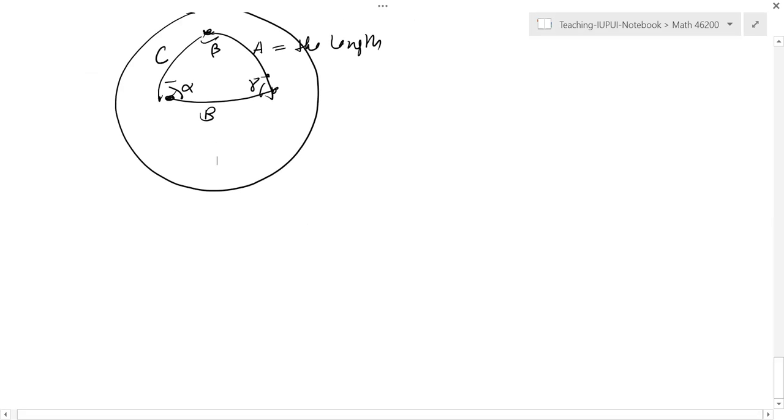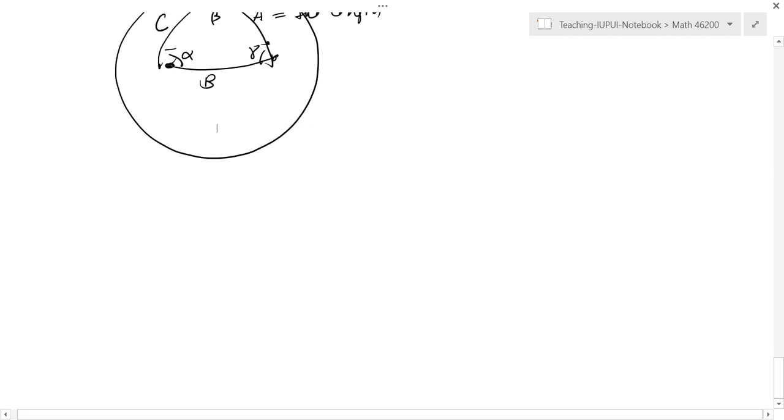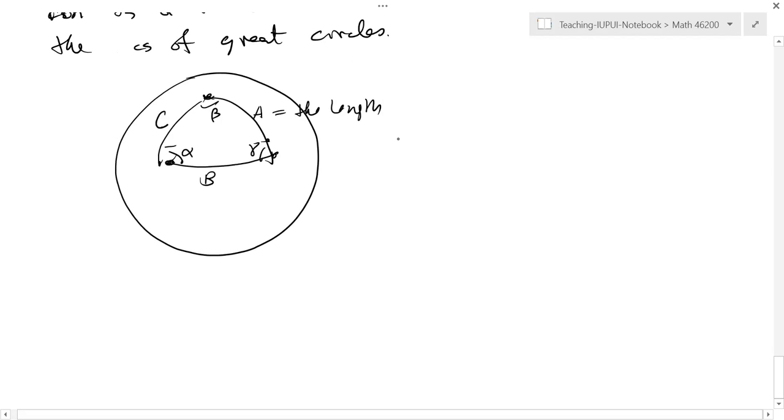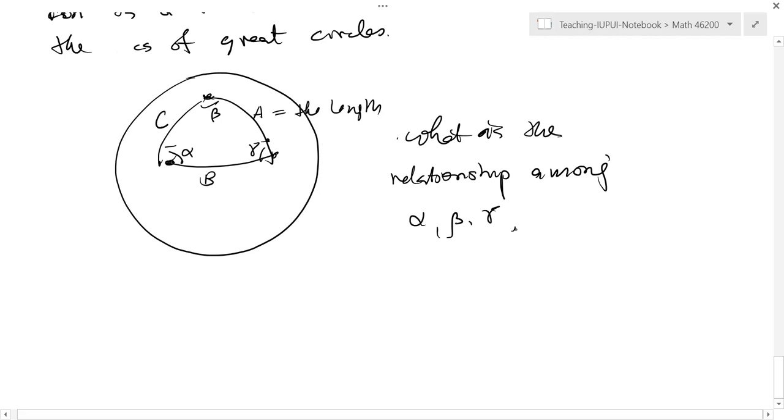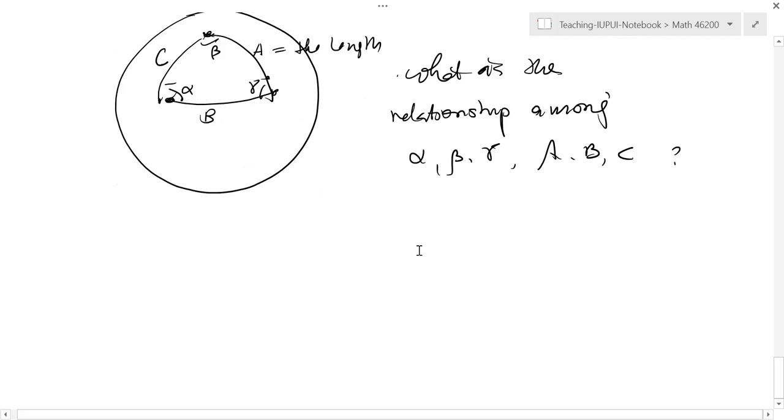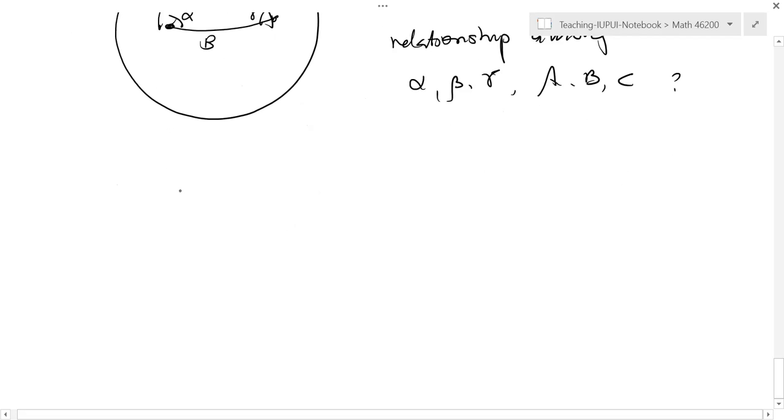Before we do that, let's look at the relationship among alpha, beta, gamma, A, B, and C. We want to study this problem. Before we do that, let's look at the picture here.